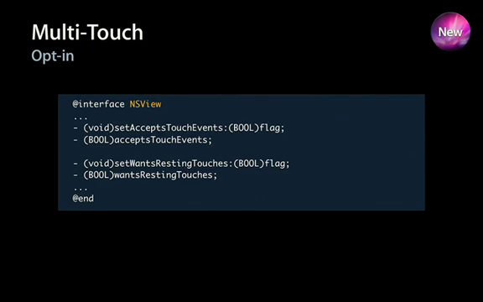Multi-touch is completely opt-in on the desktop. On NSView, you have to call setAcceptsTouchEvents:YES. If there are not any views in the window that accept touches, touches won't even be routed to that window. They won't even come in, and that's a performance optimization. So you must opt in to touches if you want them. Once one view accepts touches, touches will be sent to that window.